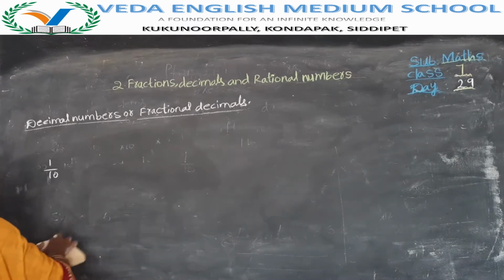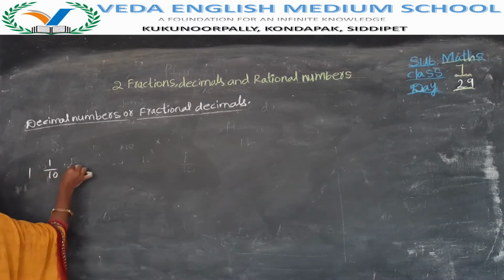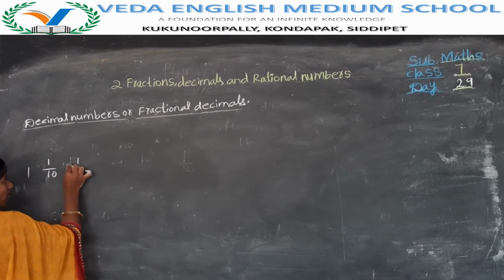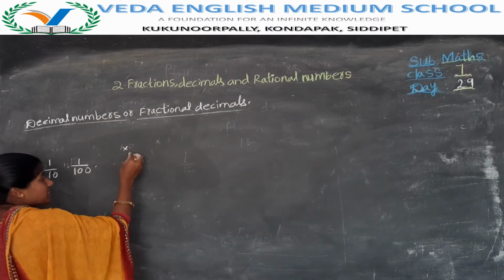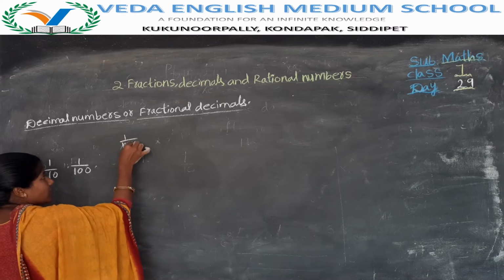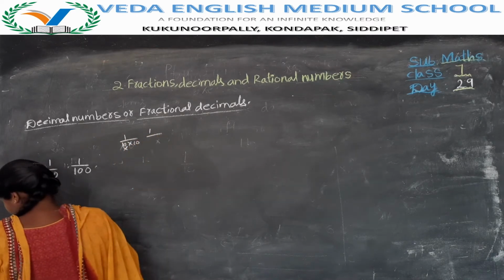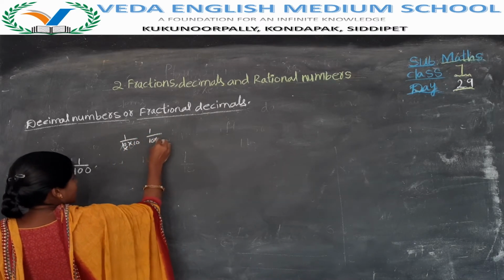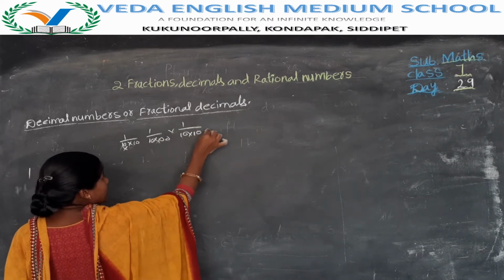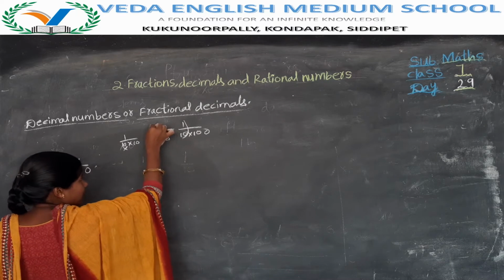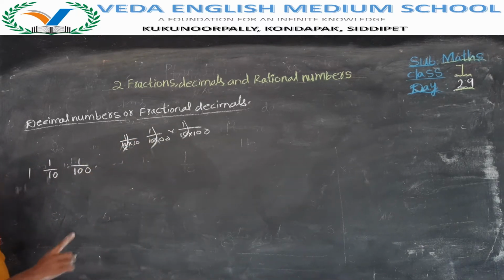Sorry, first the ones place is 1 as it is, then the tens place, then the hundreds place is 1 by 100. That means it is decreasing 10 times. That means 1 by 10 into 10, 1 by 10 into 100, like this, 1 by 10 into 1000. 10 times it is decreasing. See, 1 by 10 times, 1 by 10, 1 by 10.